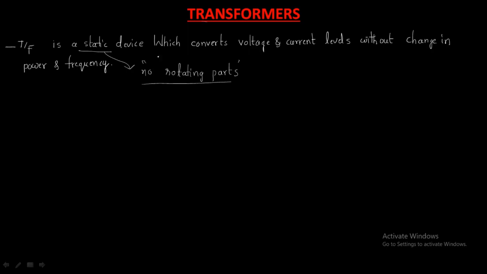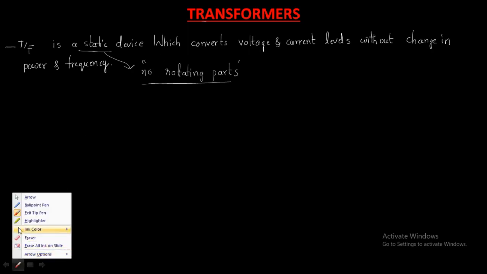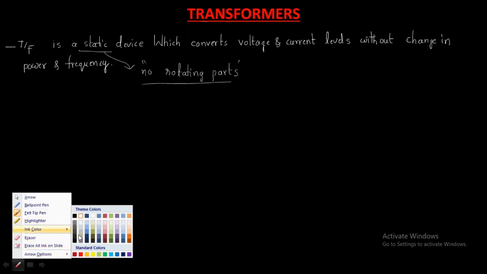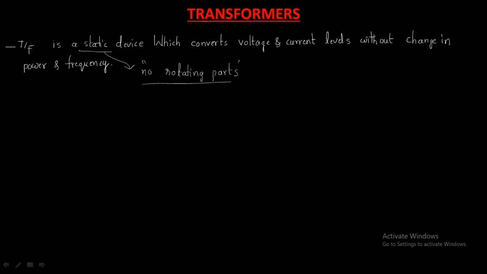Next, which converts voltage and current levels. What is the meaning? Current levels means voltage will be varied and current will be varied, without change in power and frequency. Power and frequency both are constant.